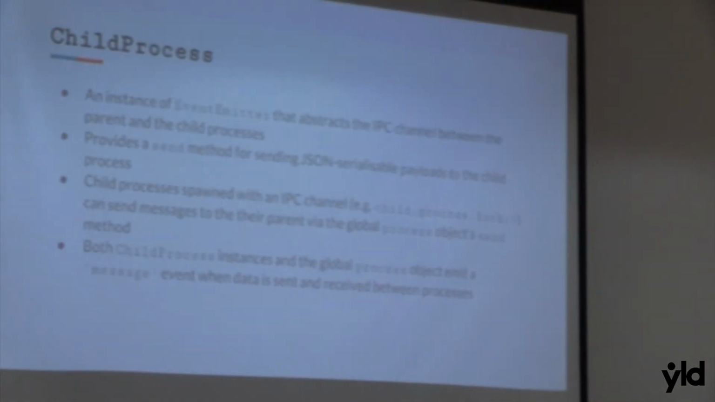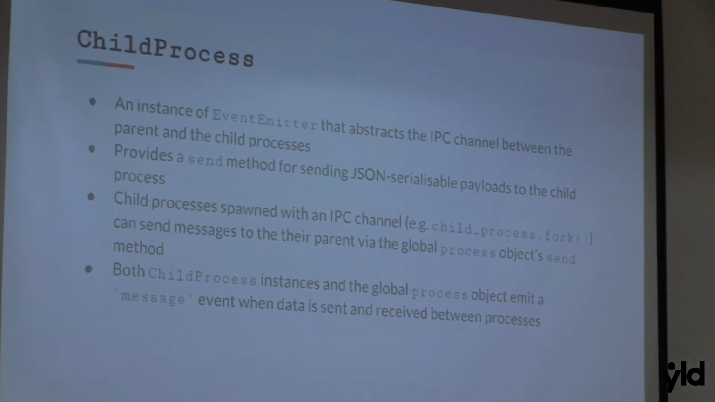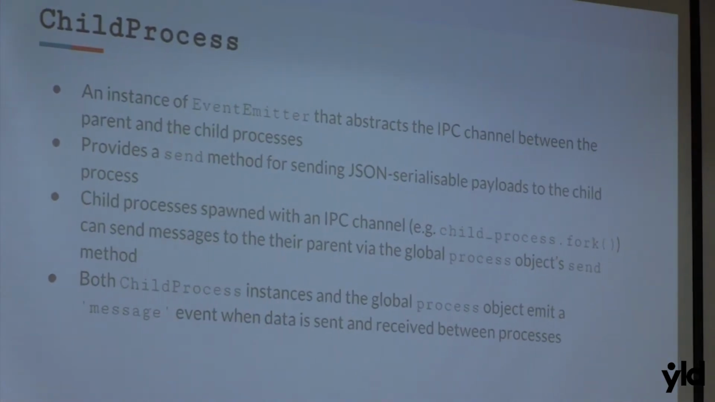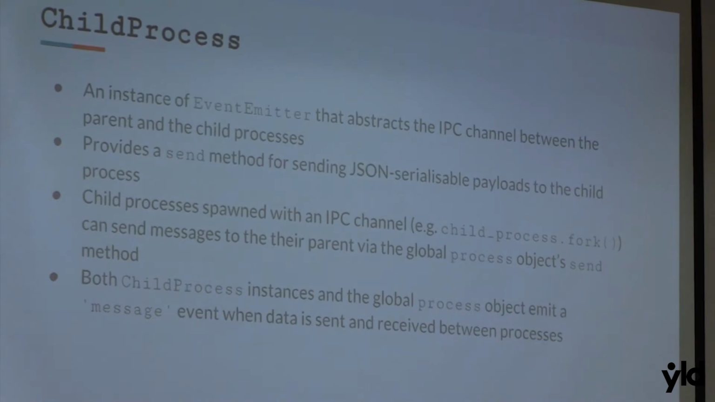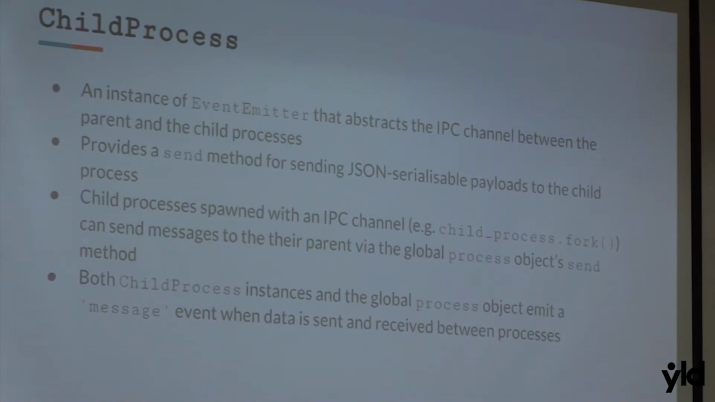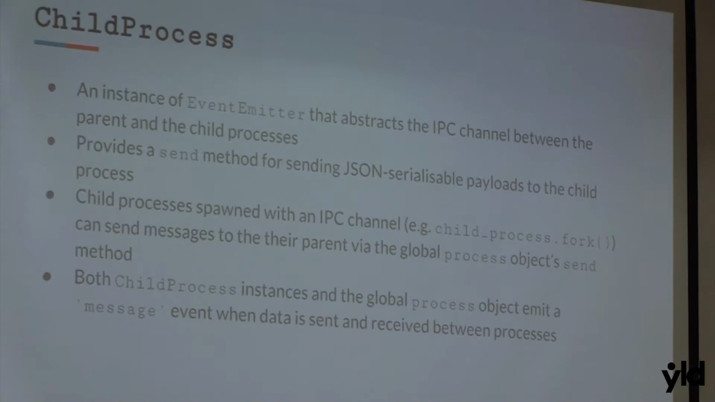So child process is an instance of event emitter. If you haven't yet encountered this API in Node.js, it effectively allows one to create an abstraction where one can emit events and consumers can listen for those events and receive them and handle them accordingly. So child process specifically is an event emitter, but it abstracts the IPC channel between the child and the parent.